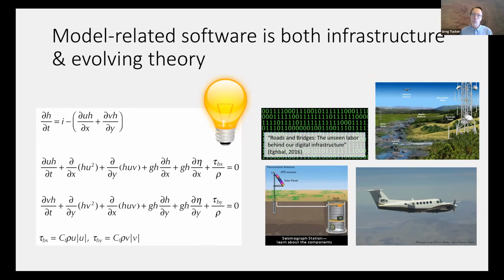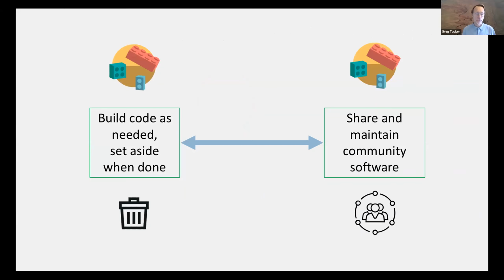Now, one of the consequences of that, I think, is that our community and the various agencies that support our community in funding and in other ways need to make a kind of choice when it comes to software infrastructure. And I've tried to illustrate the nature of this choice with this simple cartoon sketch. It illustrates two different end-member modes of working with software infrastructure. On the left side is the model where you build your code as you need it and set it aside when you're done.